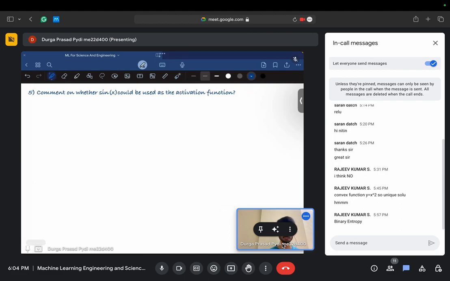Okay. Now we are halfway into the session. So maybe I want one of you to answer this question. Previously you told me that there are 3 activation functions. We discussed sigmoid, tanh, and one of you, I think Saran, pointed out another function, ReLU, as one of the activation functions that we are using. So can we use sin x as an activation function?